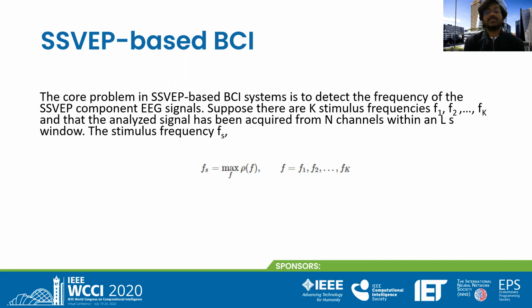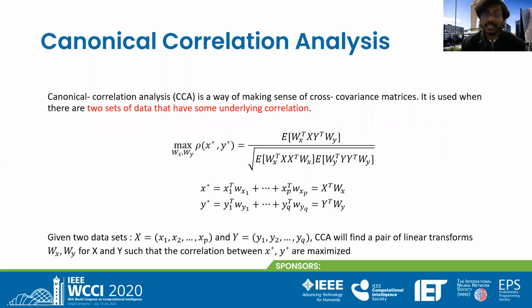If I define it in a formal way, let's say there are K stimulus frequencies from F1 to Fk shown to the user, acquired from N different EEG channels over L seconds. Then the objective for a machine learning researcher should be how we can find the maximum frequency among all those frequencies the user is looking at. To do so, one very, very popular technique, specifically in the SSVEP domain, is canonical correlation analysis.